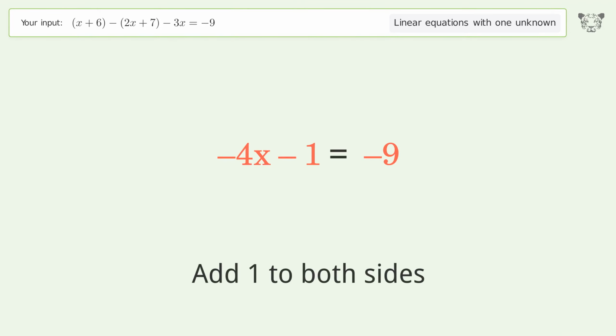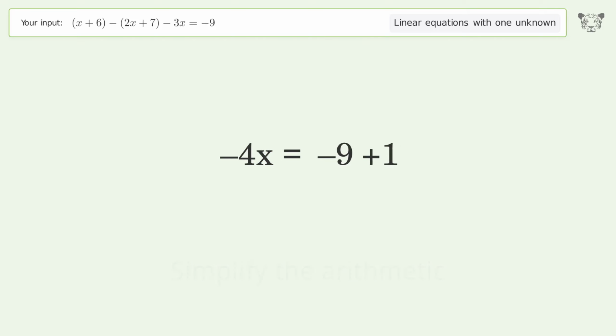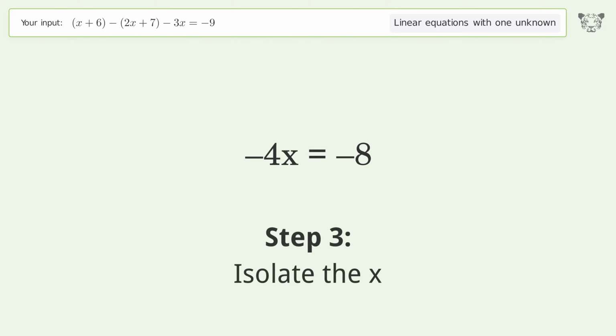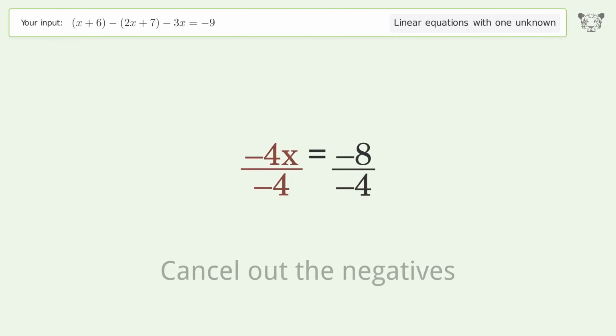Add 1 to both sides. Simplify the arithmetic. Isolate the x. Divide both sides by -4. Cancel out the negatives.